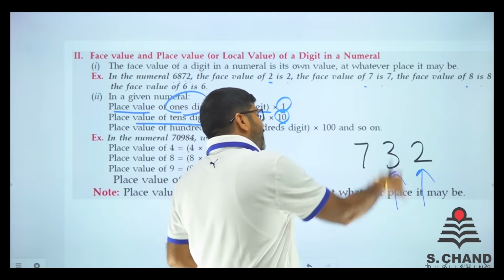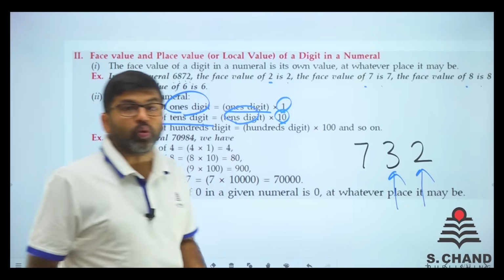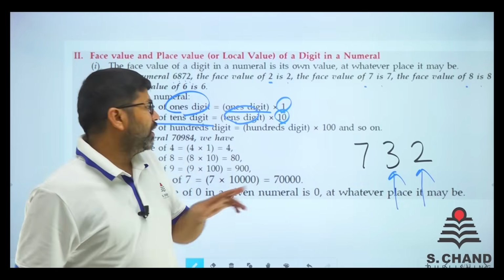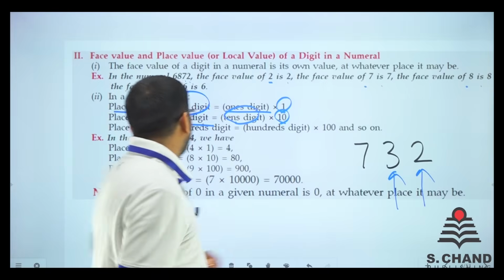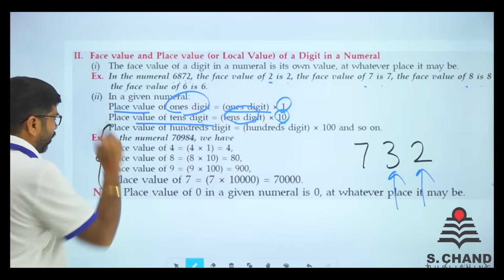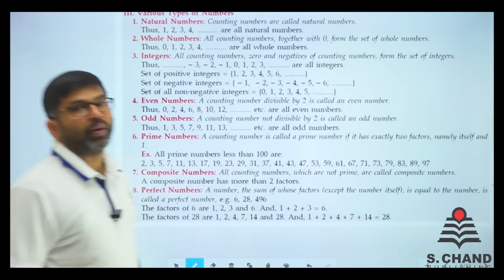So ones, tens, hundreds, thousand, 10,000. In the similar way it goes. So the place value is the value of face value into the place it is on, right? So we have this face value and place value system. Now we come to the main part, important part.